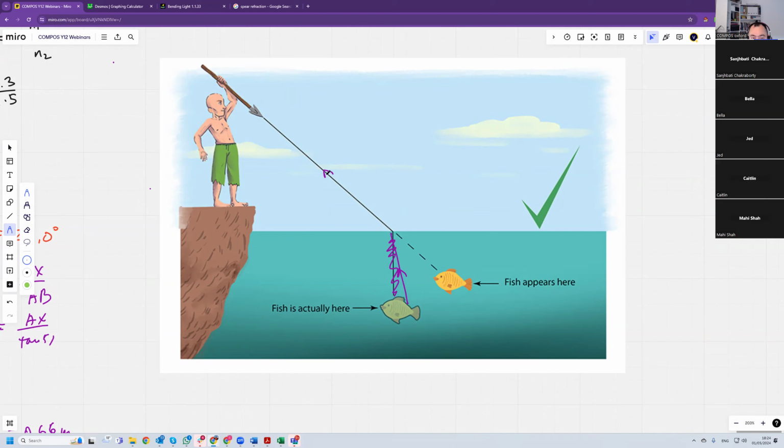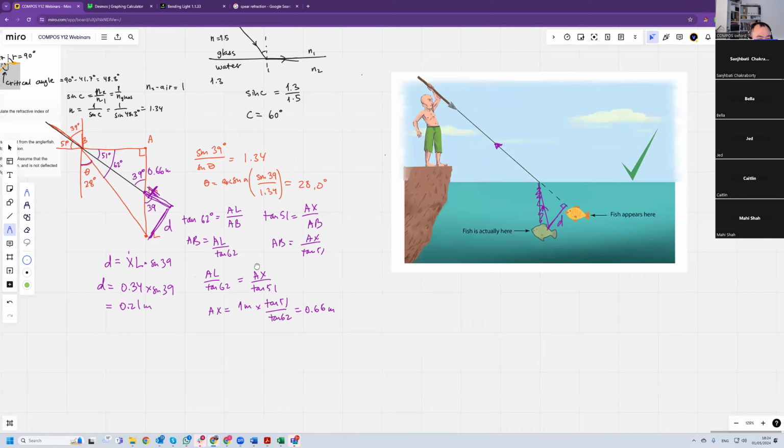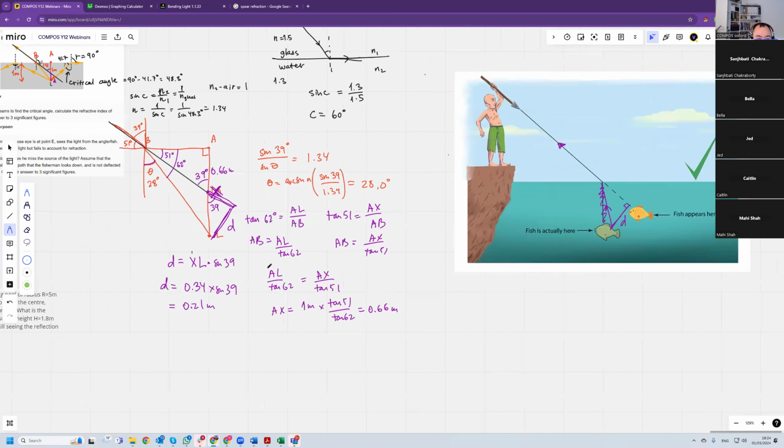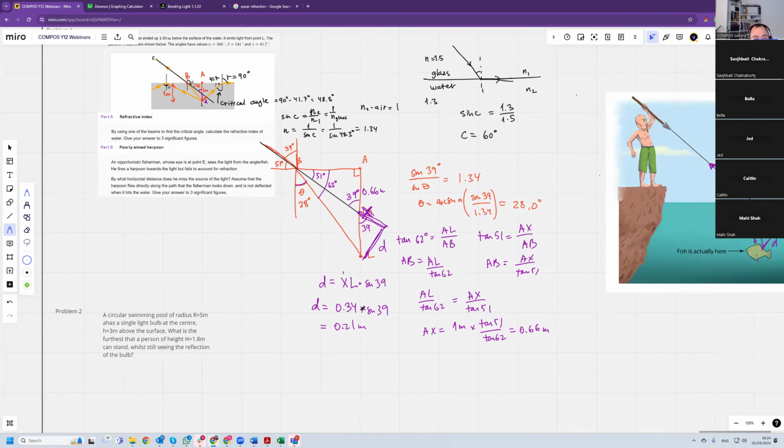Because our eyes, well, our brain knows that light travels in straight lines. So it seems that the light is coming from the fish like this. So if you shoot the spear fish in that direction, you will miss the fish. And what we're trying to find is this distance, by how much we miss the fish. And that distance is 21 centimeters. So quite significant for a fish at a depth of 1 meter.